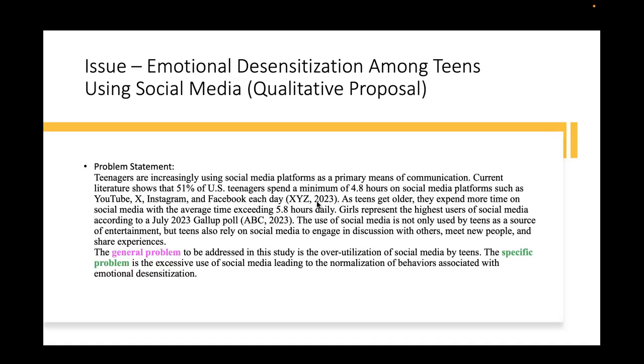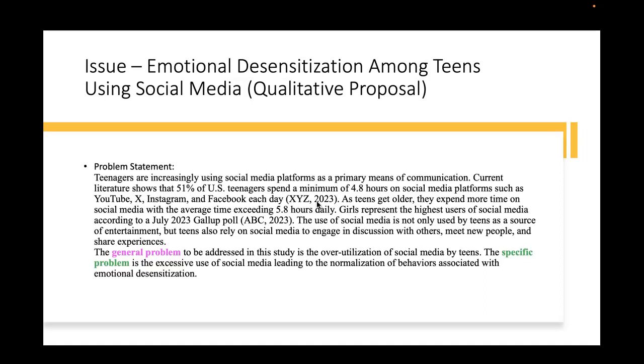Teenagers are increasingly using social media platforms as a primary means of communication. Current literature shows that 51% of U.S. teenagers spend a minimum of 4.8 hours on social media platforms such as YouTube, X, Instagram, and Facebook each day. As teens get older, they spend more time on social media, with the average time exceeding 5.8 hours daily. Girls represent the highest users of social media according to a July 2023 Gallup poll.